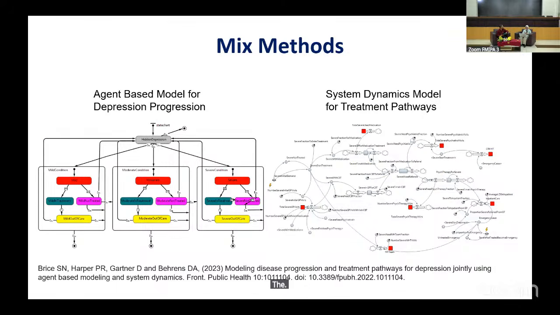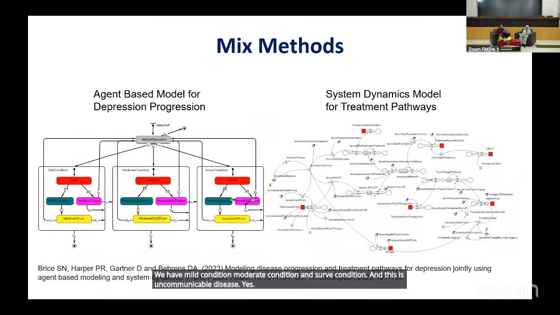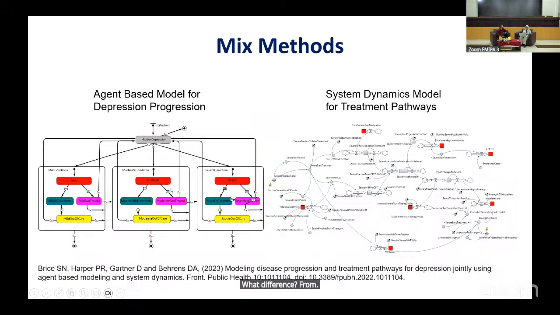The second one is combining agent based for depression progression and system dynamics for the treatment pathway. This is one of the complex ones as well, because the agent here is modeled with three different severities: mild condition, moderate condition, and severe condition. And this is an uncommunicable disease. What differs from most models at that time is that we include people in treatment and not in treatment, because we want to analyze the effect of not being in treatment on the progression to the more severe level.